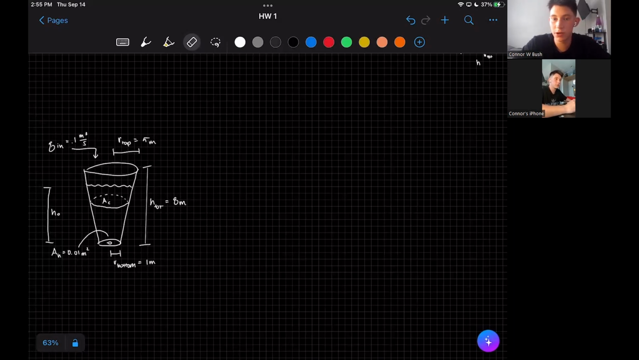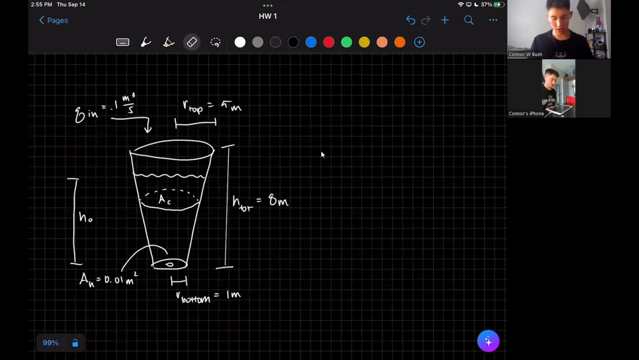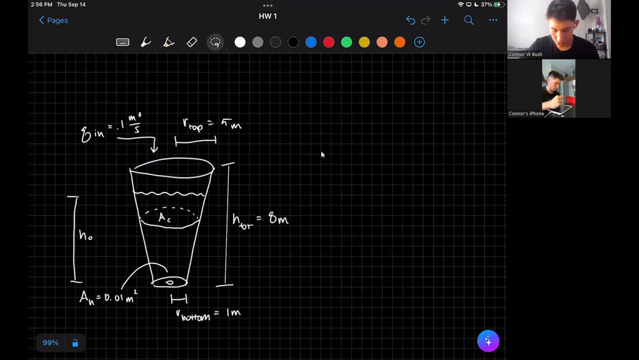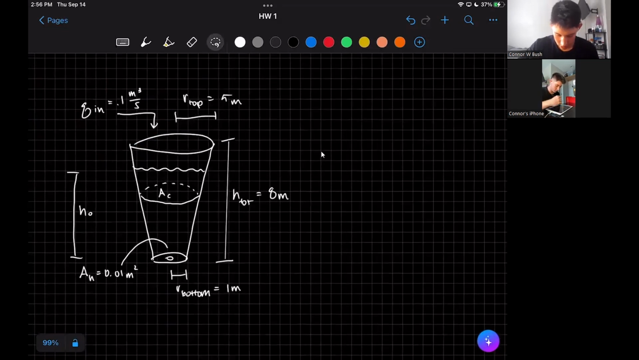So I'm going to move over to my iPad here. I have a small schematic of what we are looking at. We have a conical tank. The flow rate coming in is 0.1 meters cubed per second. The radius at the top is 5 meters. The radius at the bottom is 1. Cross-sectional area of the hole is 0.01 meters squared. We call this AH. And then the total height is 8 meters. We call this H total.